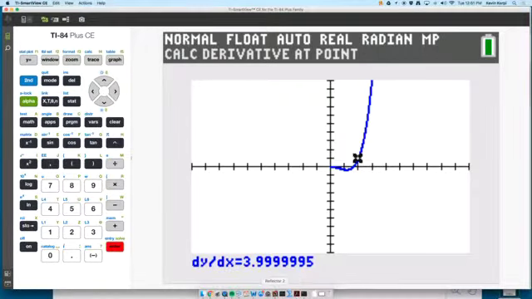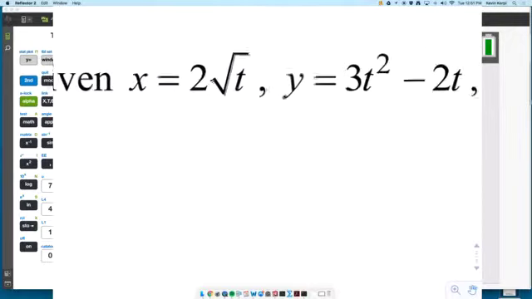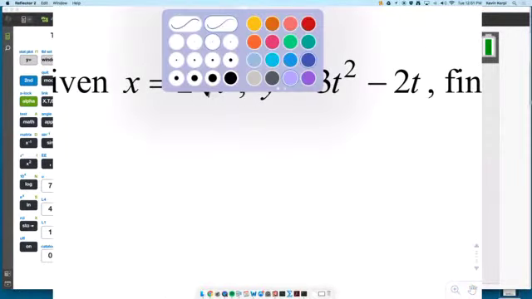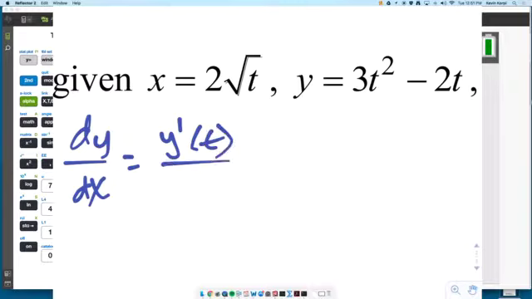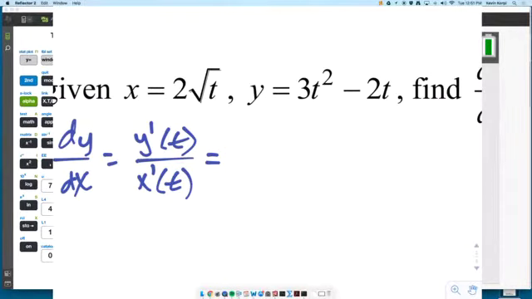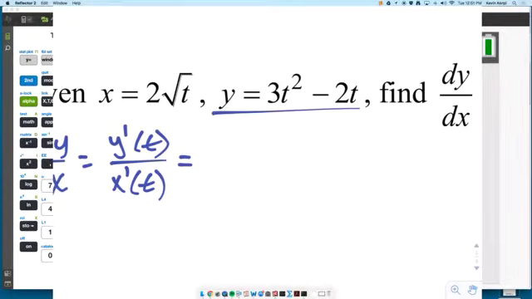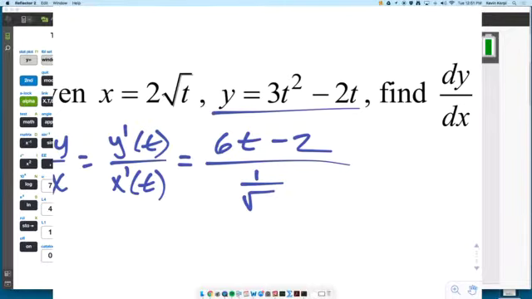So let's verify that. All right, so how are we going to find dy dx? Well, you could do it one of two ways. You could say dy dx is equal to y prime of t over x prime of t. And then you could just do the derivative twice. So what's the derivative of y? If y is 3t squared minus 2t, it is 6t minus 2. And then for x prime, we'd have to use the power rule. So it's going to be 1/2 times 2 is 1, t to the negative 1/2. So 1 over the square root of t. That's the derivative of 2 square root of t.